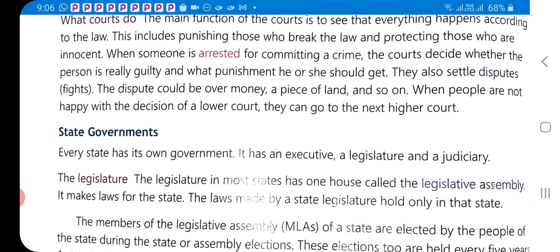When people are not happy with the decision of a lower court, they can go to the next higher court. Suppose people are not satisfied with the decision of the district court, then they may go to the high court. If they are still not satisfied with the decision of the high court, they can go to the Supreme Court. But they would have to follow the decision of the Supreme Court. The decision of the Supreme Court will be final.